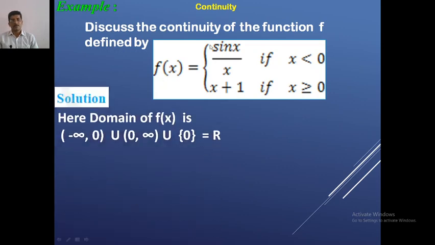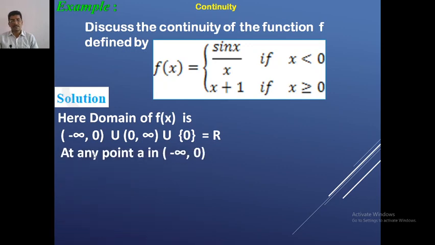Here also, identify the domain of the given function. x is less than 0 means all negative real numbers. x is greater than 0 means all positive real numbers, and including x is equal to 0. Therefore, the domain of the function f is the open interval minus infinity to 0, union the open interval 0 to infinity, union 0. That is the set of real numbers.